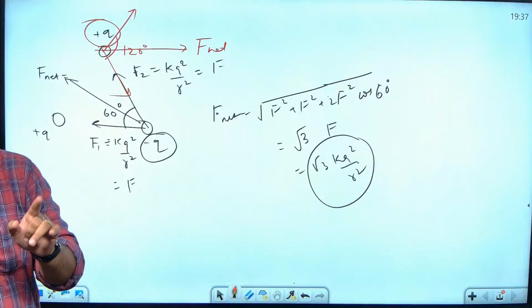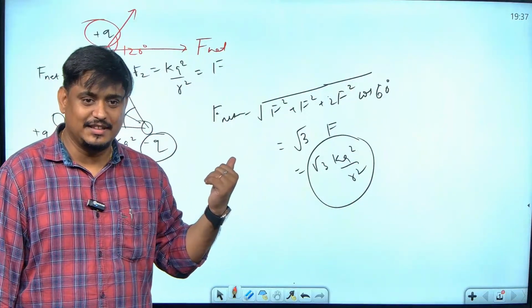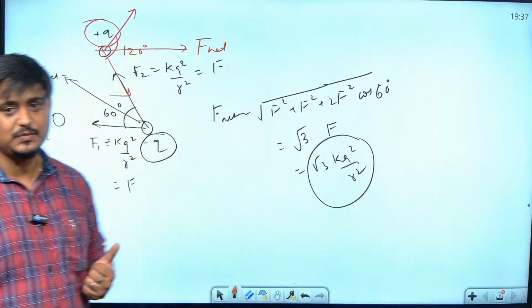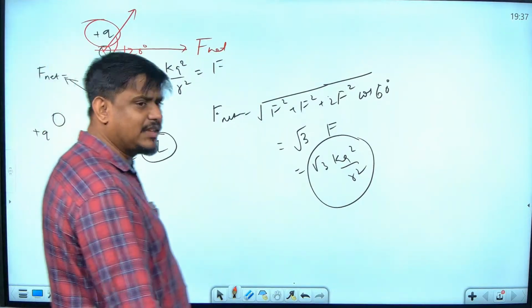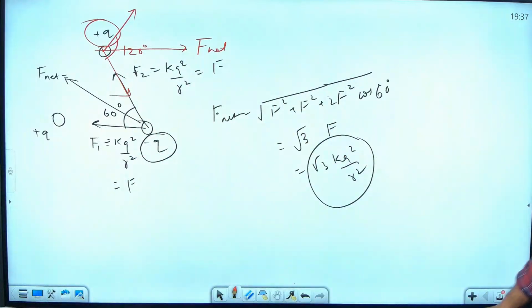I am not teaching anything now, I am revising whatever I have taught in the previous class. Yes? Sir, can you give an example for an equilateral triangle where the charge is at the centroid? Yes, last class I did one question also. I will give one more example. Let me solve one question for you.